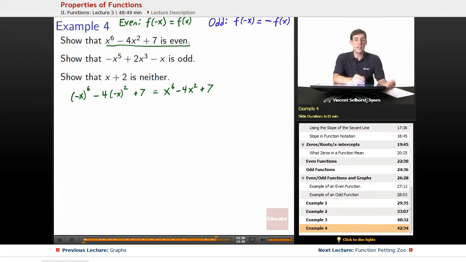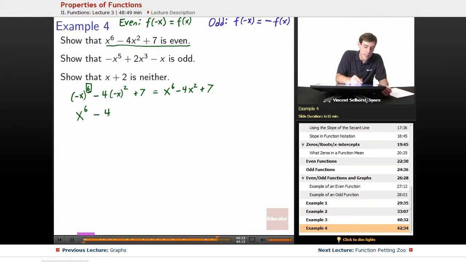Great. So negative x to the 6th, remember, negative times negative cancels out to positive. We've got a 6 up here, right? We're raising it to the 6th power, so we've got an even number of negatives. Negative and negative cancel. Negative and negative cancel. Negative and negative cancel. That's a total of 6 negatives. They all cancel each other out. So negative x to the 6th is the same thing as x to the 6th.